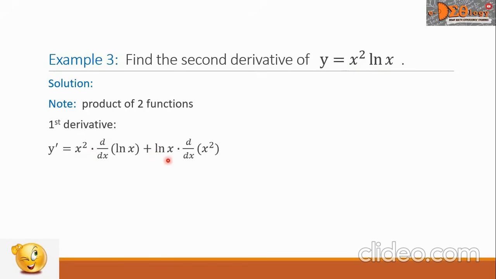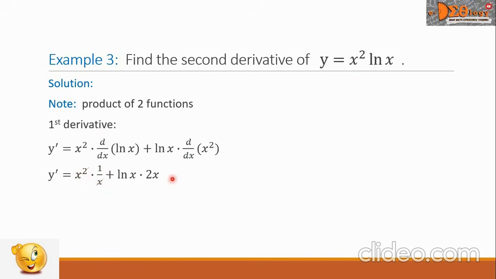Plus, we copy here the second function times the derivative of the first function. On the next line, we will evaluate the derivatives respectively. The derivative of ln x is 1 over x. The derivative of x squared is 2x. In this group, we can see that we can cancel this x in the denominator and one of the x in this expression. Here we go.